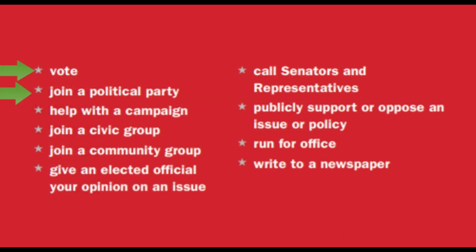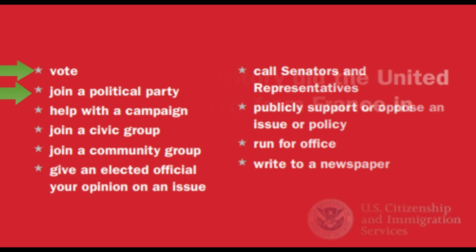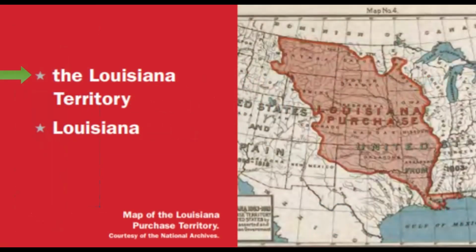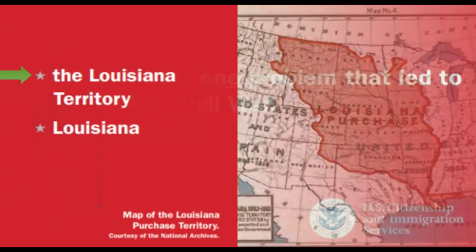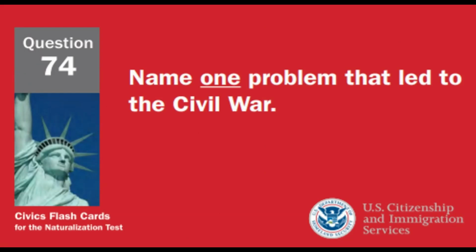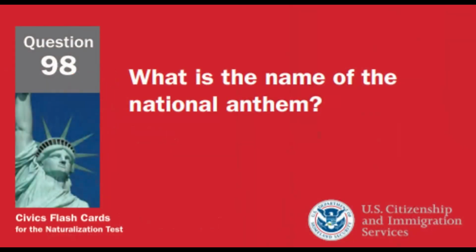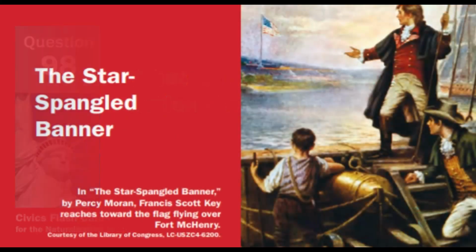Vote and join a political party. What territory did the United States buy from France in 1803? The Louisiana Territory. Name one problem that led to the Civil War. Slavery. What is the name of the national anthem? The Star-Spangled Banner.